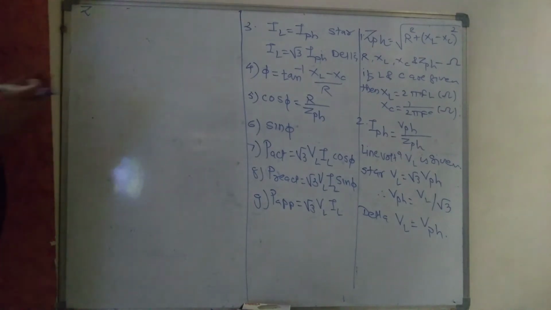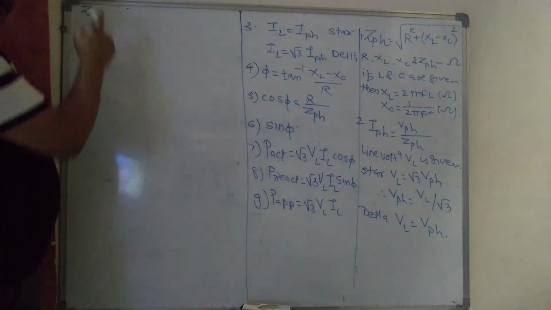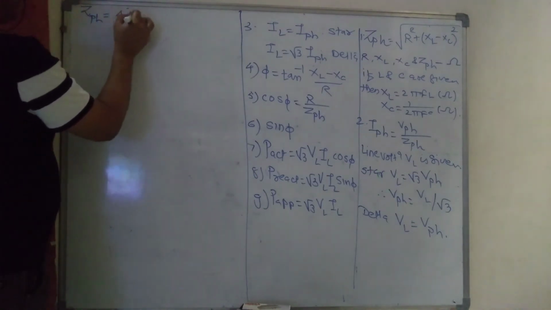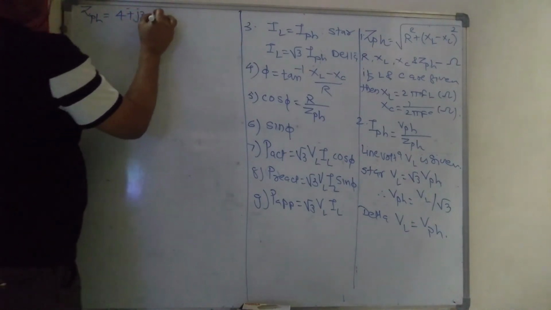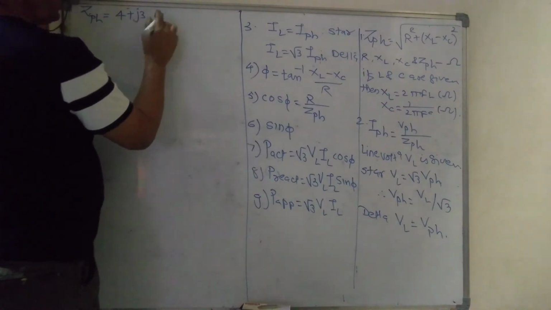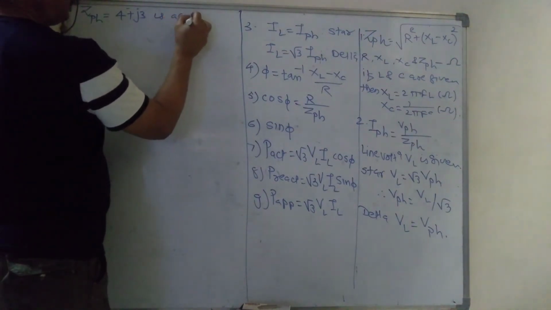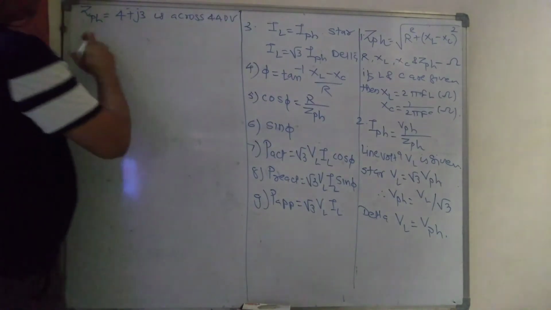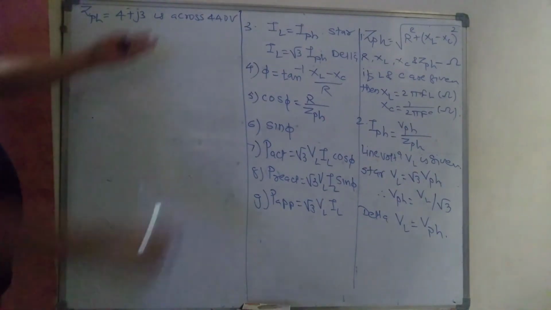Z means it is ZPH. The given Z is always ZPH. 4 plus j3 is connected across 440 volt. Calculate all the powers. This is the question, suppose.